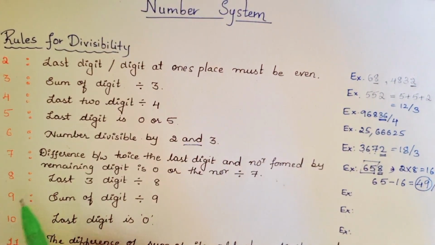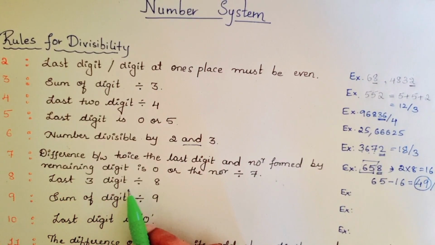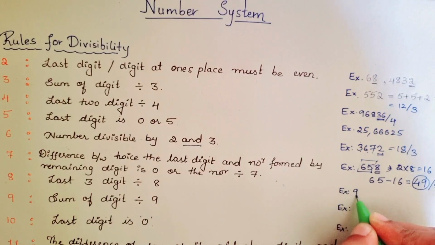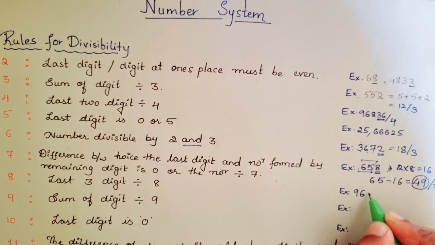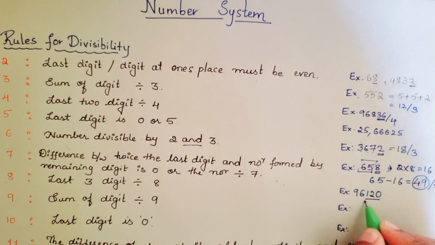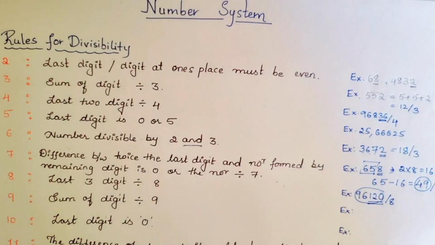Moving on to the next one, that is 8. The last 3 digits should be divisible by 8. Let us take an example of 96120. So the last 3 digits are 120. We know that 120 is exactly divisible by 8. Then this entire number will also be divisible by 8.